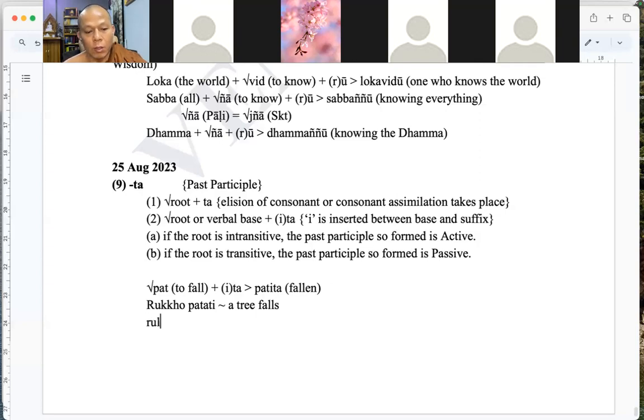So maybe patito rukkho. A fallen tree. So in this way here, the active past participle modifies the subject. Rukkho is the subject in the basic sentence. The passive past participle will modify the object in the basic sentence. So in this way it can be understood.